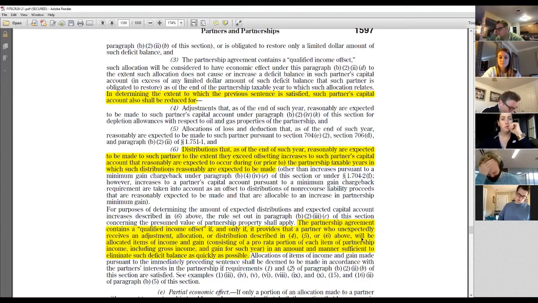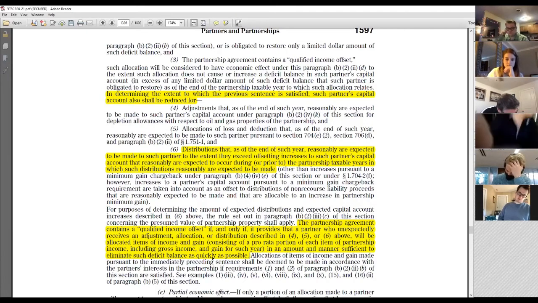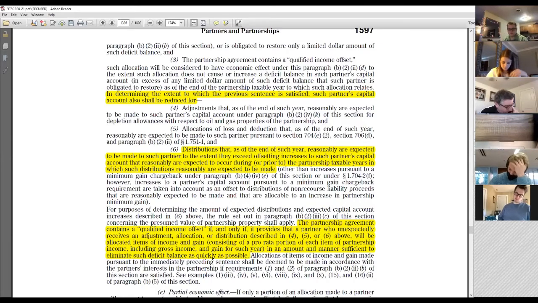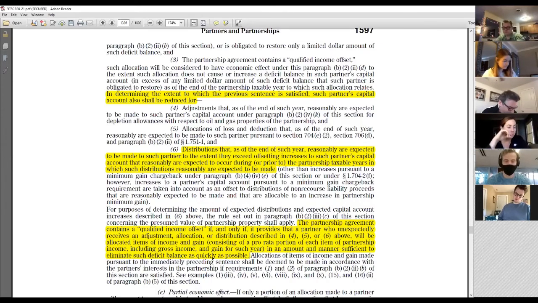Then if that drives your capital account negative, you then will be allocated items of income and gain in an amount and manner sufficient to eliminate such deficit balance as quickly as possible. So we're going to specially allocate income and gain to get your capital account, which shouldn't be below zero, which now is because of this unexpected distribution. We're going to allocate you amounts of these positive items as quickly as possible to get you back up to zero. Or if you have a DRO, up to your DRO amount.